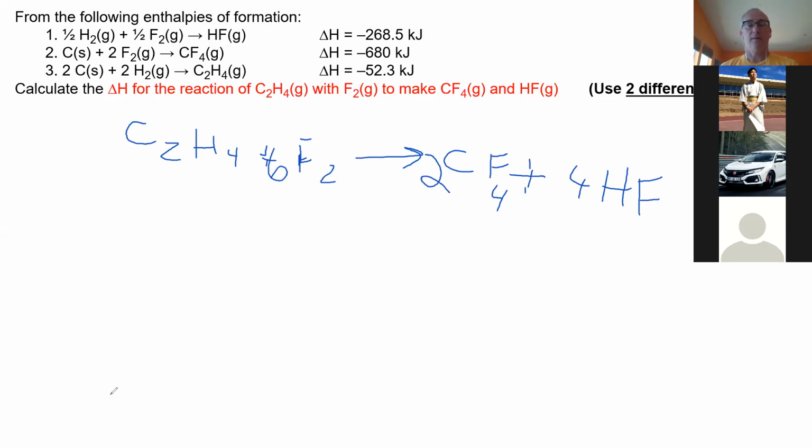So this is my target reaction. I need to know what delta H is for this reaction. And like I said, there are 2 different ways to do it. One, I'm sure you remember: just take these 3 reactions that you're given and mix and match and multiply them and divide them and flip them around and do whatever you have to do. But there is another way to do it. Anyone remember the other method?